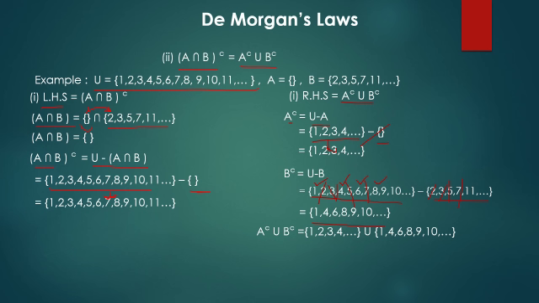Now take the union, A complement union B complement. Write all these numbers in one set. That is the natural numbers itself. Notice here the answer of the left hand side is equal to the right hand side. So this is the second law of De Morgan's.